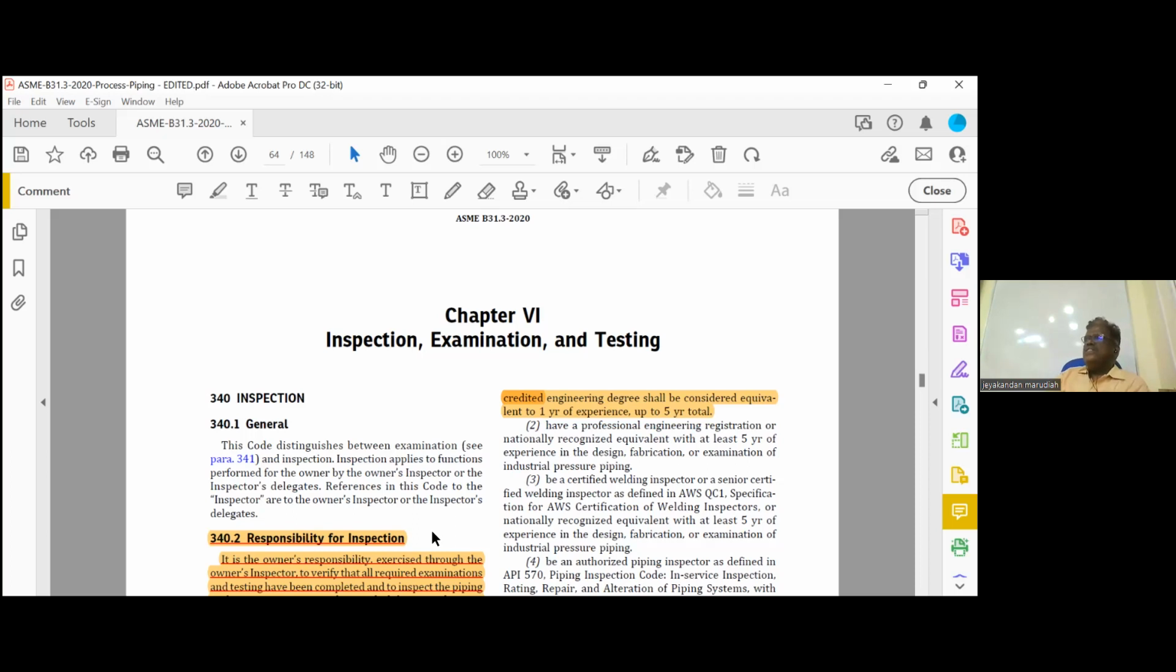Now, what does examination mean? Examination means conducted by the contractor, NDE, non-destructive examination. Now, the next one, what I am going to say is important. From there only exam questions.